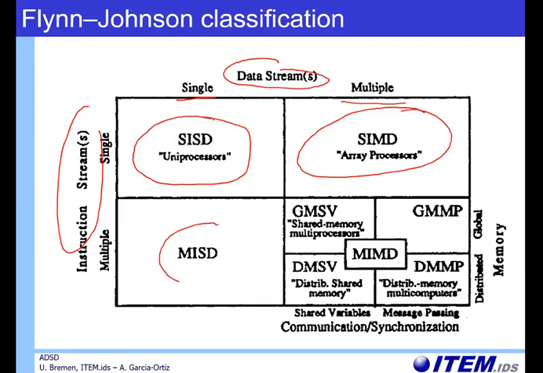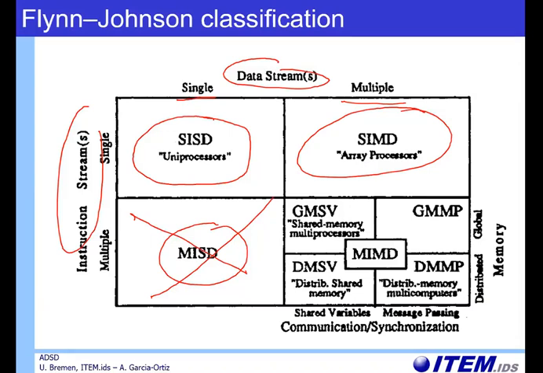Then here, we get something very, very strange. Multiple instructions, single data. Theoretically, this means that your hardware architecture can read more than one instruction at the same time, but it will apply all these instructions to a single value of data. This has been used for some encryption and decryption algorithms, but this is something very, very rare that it's almost never used.